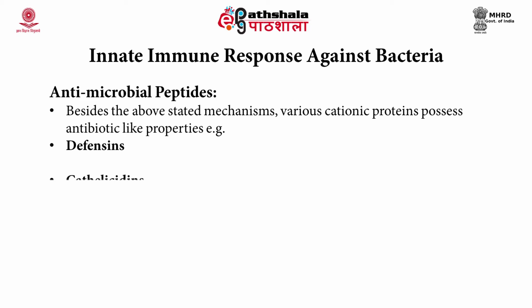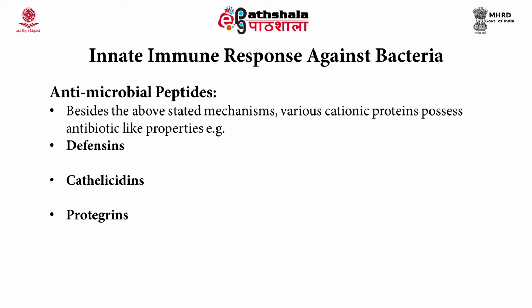Another antimicrobial peptides are cathelicidins. These are another class of antimicrobial peptides found in neutrophils, epithelial cells and phagocytic cells. They are around 12 to 100 amino acid long peptides which help in bacterial membrane disintegration. In humans, LL37 and hCAP18 are prominent cathelicidin antimicrobial peptides.